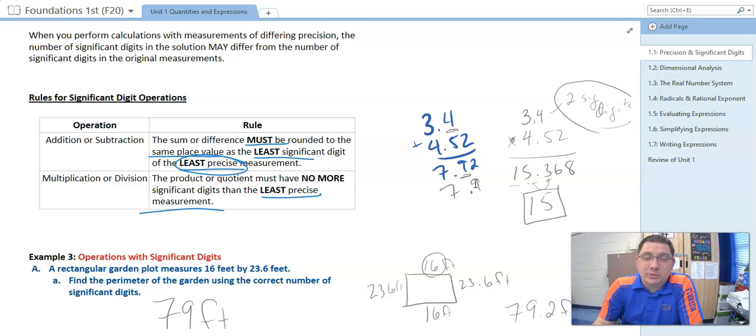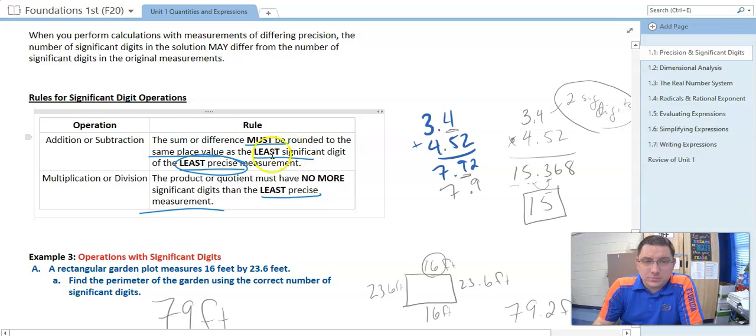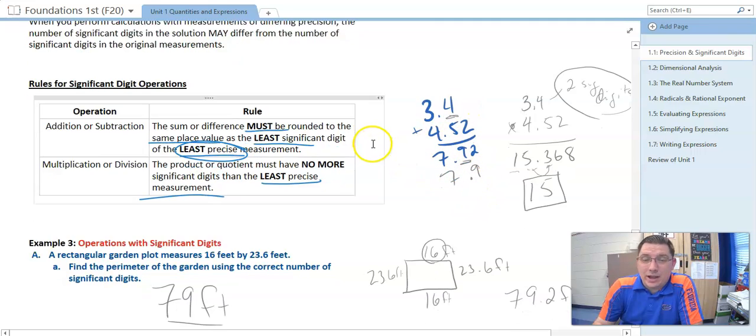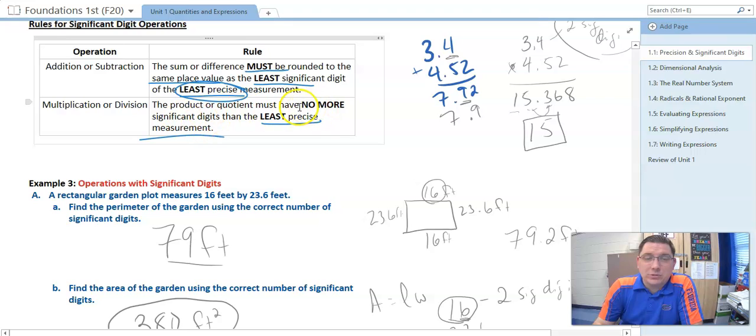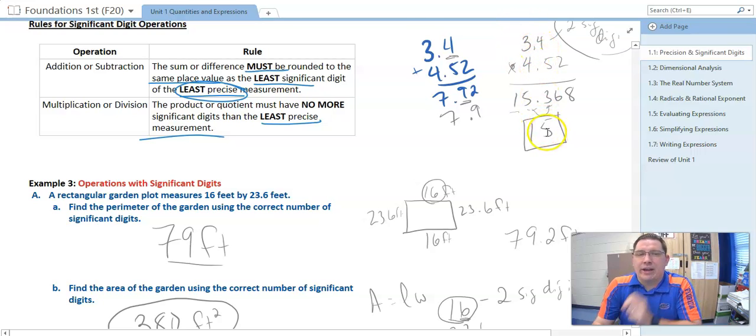And so remember, the least precise measure is the one with less place value, the one with fewer significant digits. Like here, the 3.4 is the least precise, and so we round to the 7.9. If we're doing multiplication and division, remember we have no more significant digits than the least precise measure. So here, this had 2 significant digits, and our final answer could only have 2 significant digits as well.